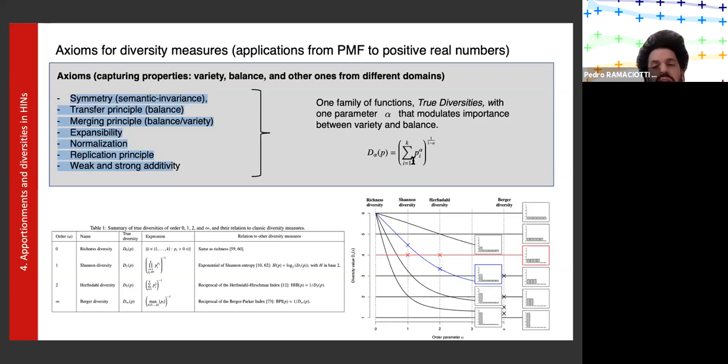If you choose the parameter to be 0, 1, 2, infinity, you recover exactly different metrics that are very widespread in different domains. You recover the Herfindahl index, Berger-Parker, Shannon entropy, and all of those.